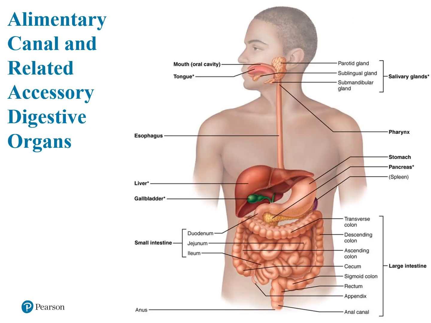Let's go over this figure. This is our alimentary canal. It starts from the mouth. This is the pharynx over here. And then the pharynx continues into the esophagus. The esophagus opens into the stomach. The stomach opens into the small intestine.